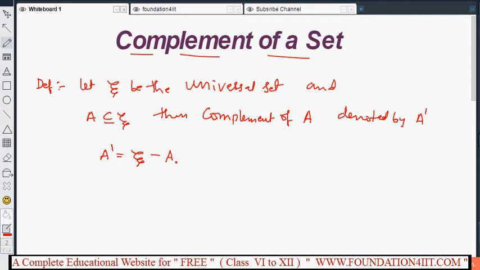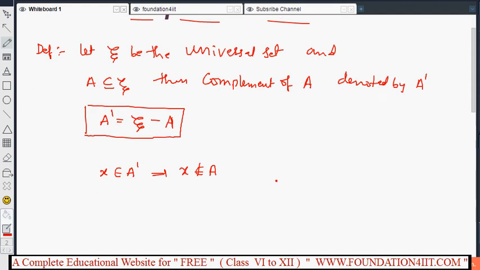That means you can just take the difference. So A dash is the universal set minus A. That means all the elements of the universal set which are not in A. So clearly, if some x belongs to the universal set and that element does not belong to A, then x belongs to A dash. That means it does not belong to set A.